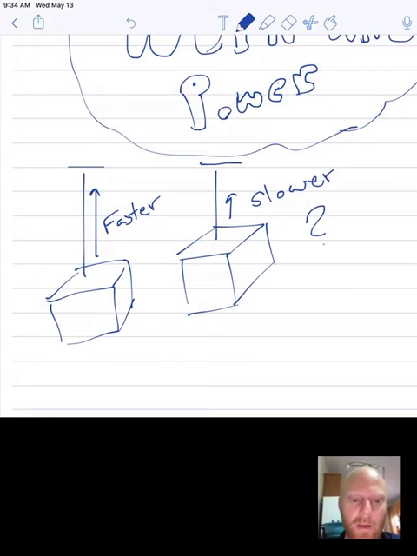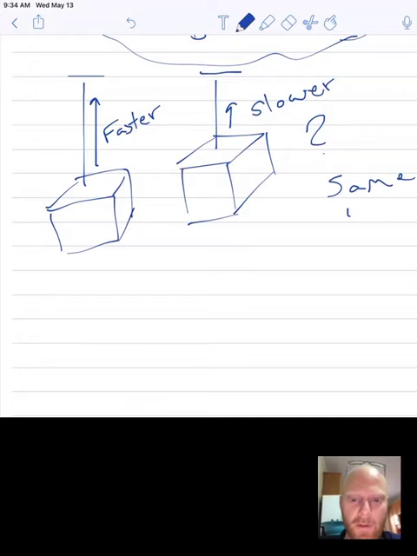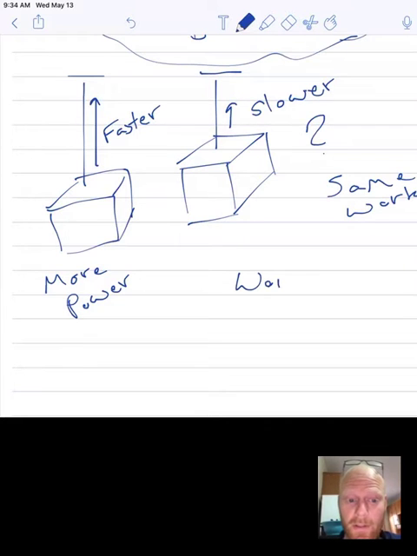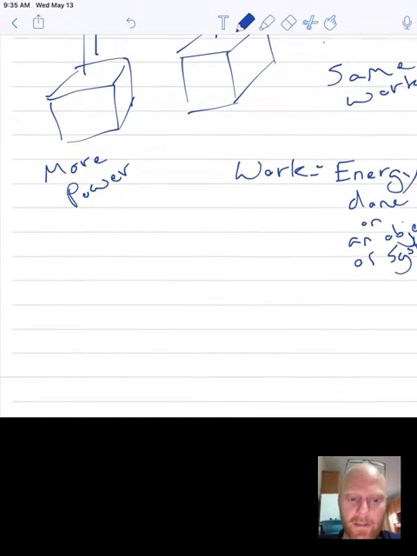Well, they are both going the same distance and there is the same amount of force needed to do that, so it is the same work. But which one has more power? Well, since the one on the left goes faster, it has more power. So work is just the energy required done on an object or in a system, and power is the time that it takes for that work to be done.